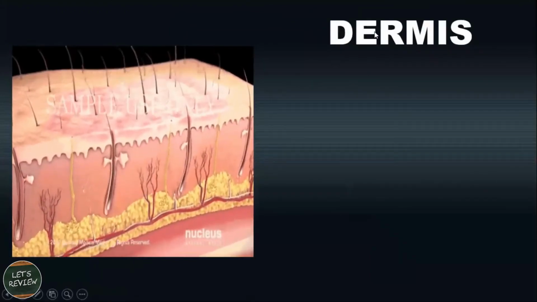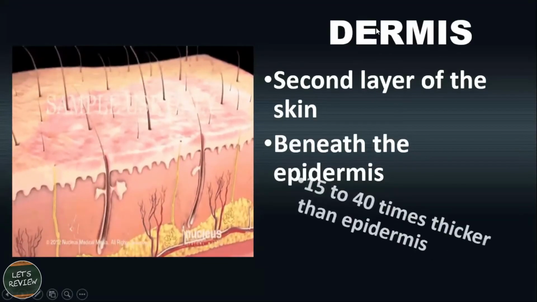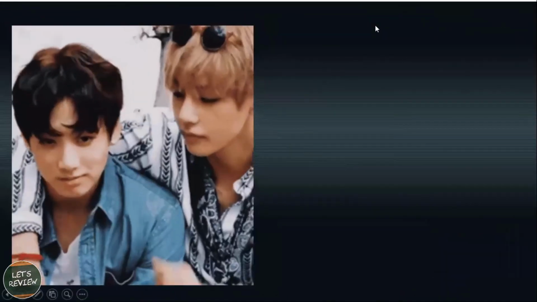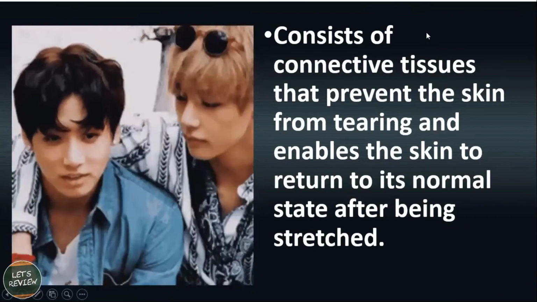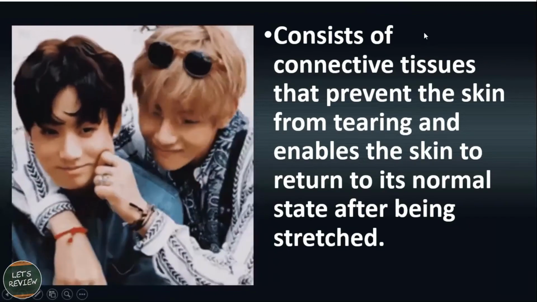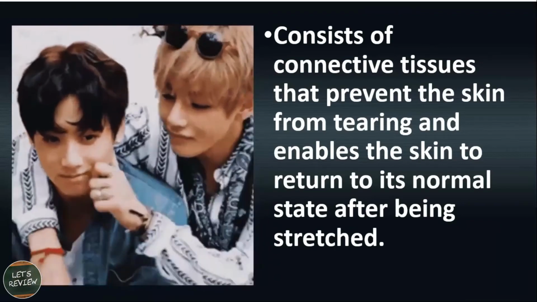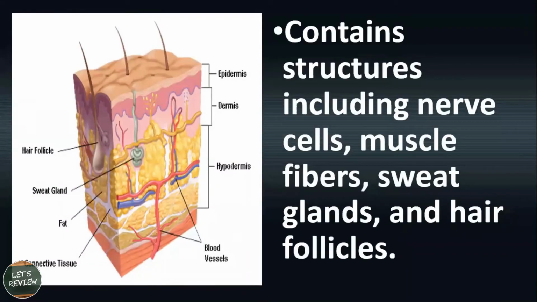The next layer of the skin is called the dermis. It is the second layer, beneath the epidermis. It is 15 to 40 times thicker than the epidermis. It consists of connective tissues that prevent the skin from tearing and enable the skin to return to its normal state after being stretched. It is the one that gives flexibility or elasticity. It contains structures including nerve cells, muscle fibers, sweat glands, and hair follicles. This layer shows the dermis portion.